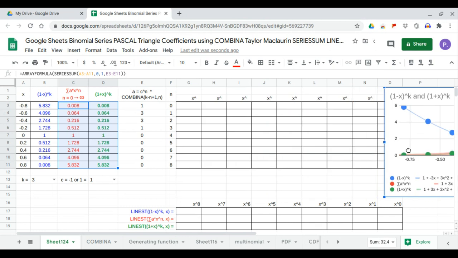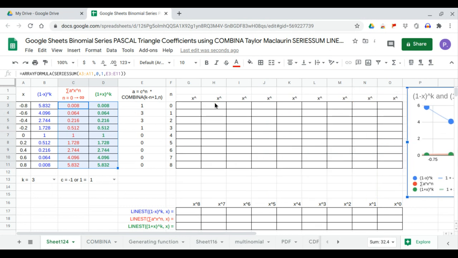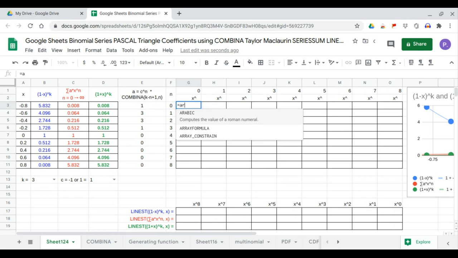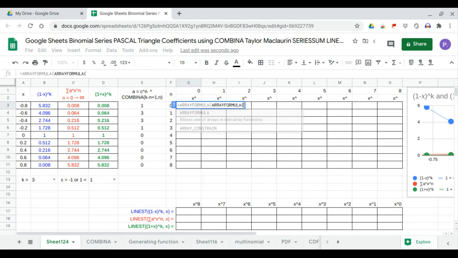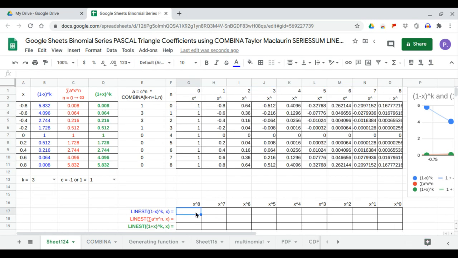Now we calculate the regression coefficients using LINEST. So to do that, we complete the 1, x matrix, starting with the power transpose 0 to 8. So we have the power and the 1, x matrix using array formula. Array formula of the x values raised to the power 0 to 8. Now that we have the 1, x matrix, we can use LINEST.